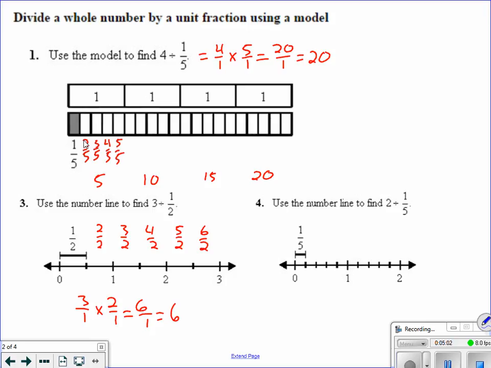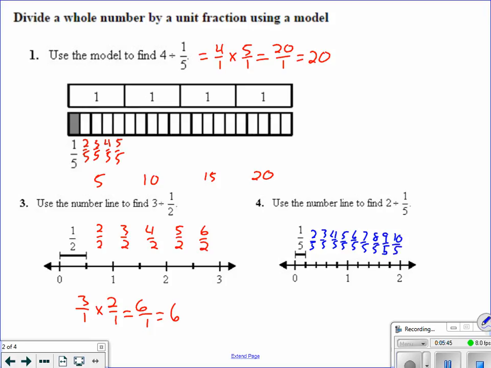Use the number line to find 2 divided by 1/2, or 2 divided by 1/5, I'm sorry about that. So again, the number line goes to 2, and they've split each 1 into 5 parts. We've got to count how many 1/5 will go into the 2. Well, you've got 1/5 here. This would be the 2/5, 3/5, 4/5. When we get to 1, we have 5/5, 6/5, 7/5, 8, 9, and then to that one, we'd have 10 of them.